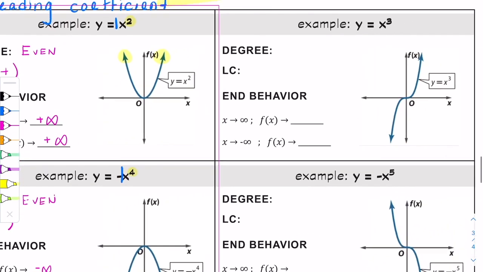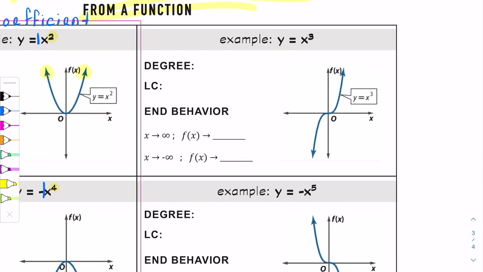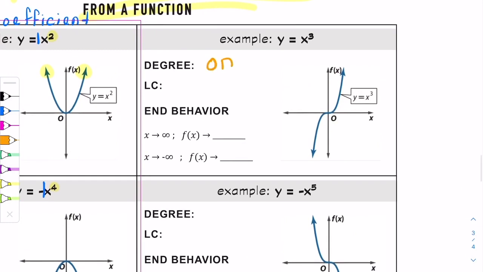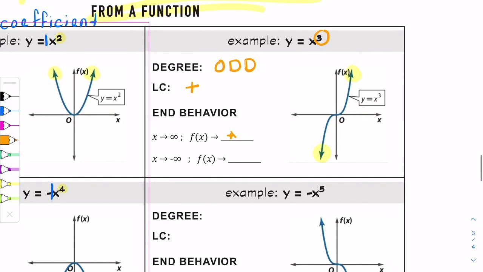That leads us into odd degree functions. So odd degree functions would be when you have something like an exponent of 3. If you have an odd function and a positive leading coefficient, then as you head towards positive infinity, the graph heads up towards positive infinity, and as you head towards negative infinity, the graph heads down towards negative infinity.